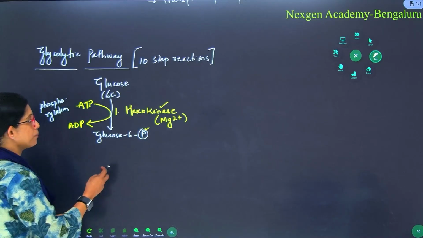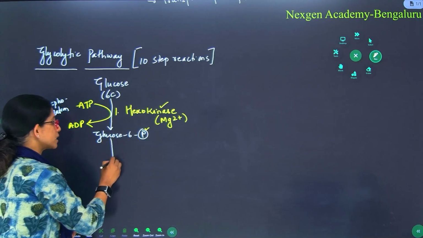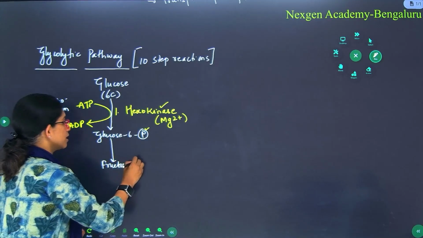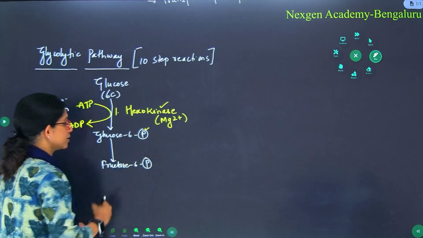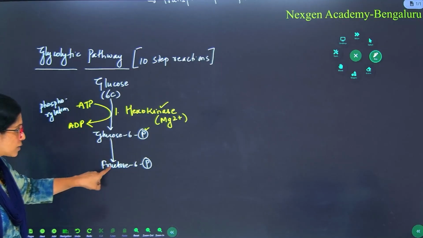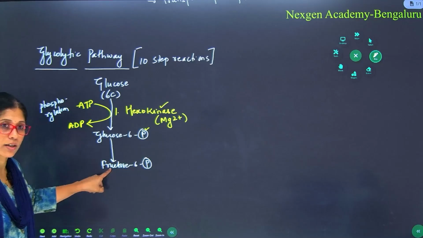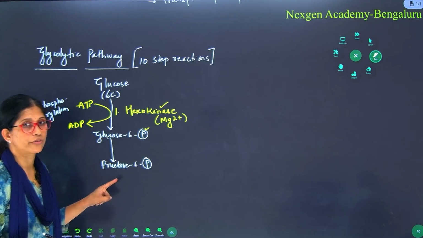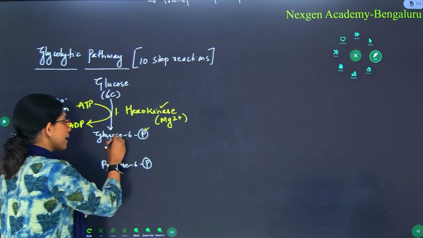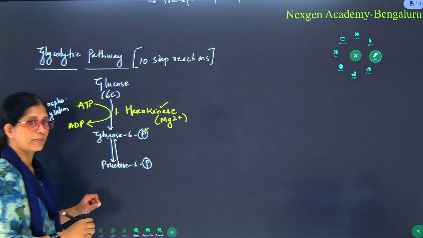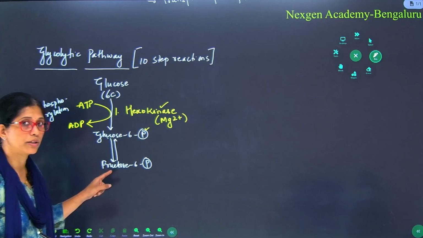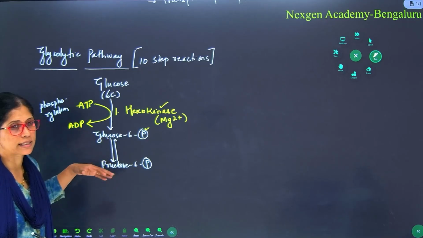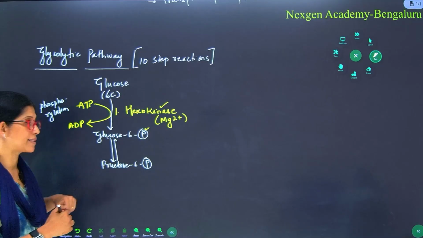So next step, what will happen here? Glucose 6 phosphate is converted to fructose 6 phosphate, right? So see here, glucose is converted to fructose. Just now I told you, glucose and fructose are isomers of each other. That means this step is a reversible step, right? Because both are isomers of each other. So now in this step, no energy is used. It is simply a rearrangement or isomerization reaction.